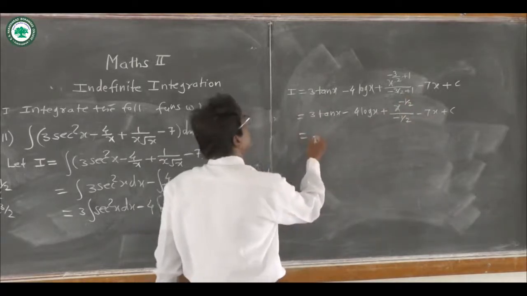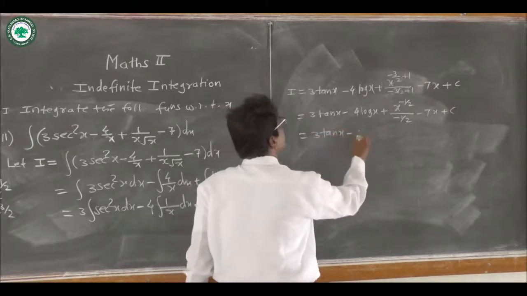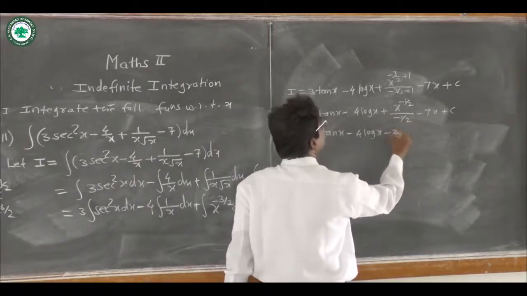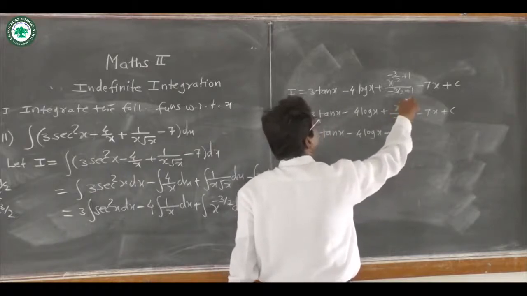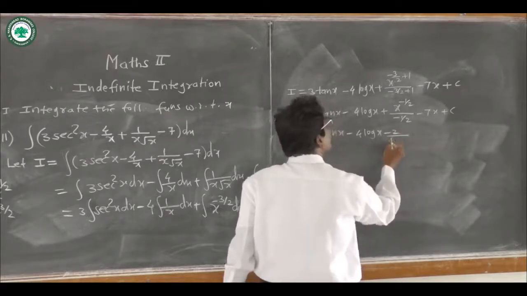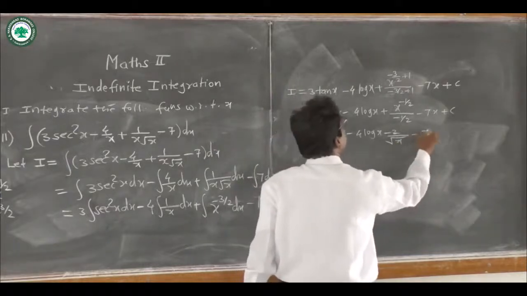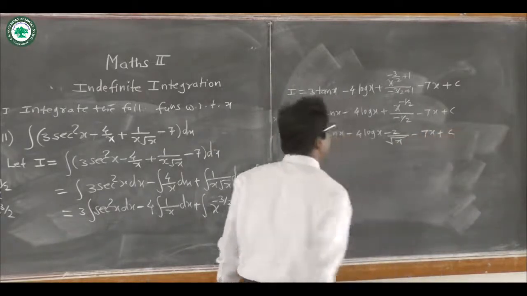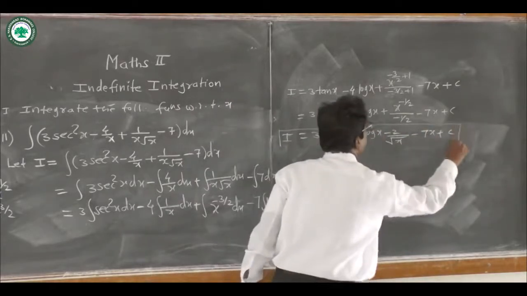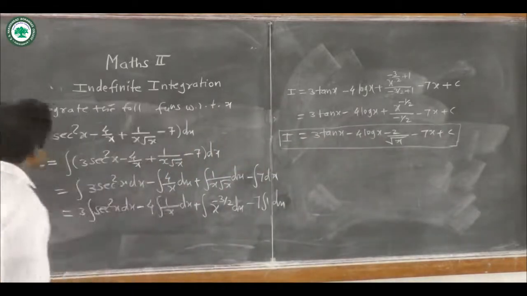And so we write the last step: 3 tan x minus 4 log x. This plus and minus become minus 2, and x to the power minus 1/2 we write as 1 upon x to the power half, that is root x. So minus 2 upon root x, minus 7x plus constant of integration, and this is the final solution. So in this way we have completed the second problem.